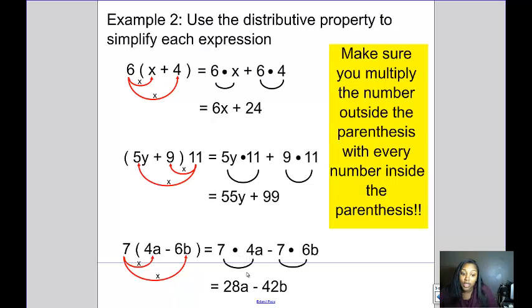So I'll do 7 times 4, which is 28, and since it's 4a, that means I have 28 a's, and then 7 times 6b, and since it's 6 b's, then it would be 42 b's. And look, I just kept the subtraction symbol since it was subtraction.